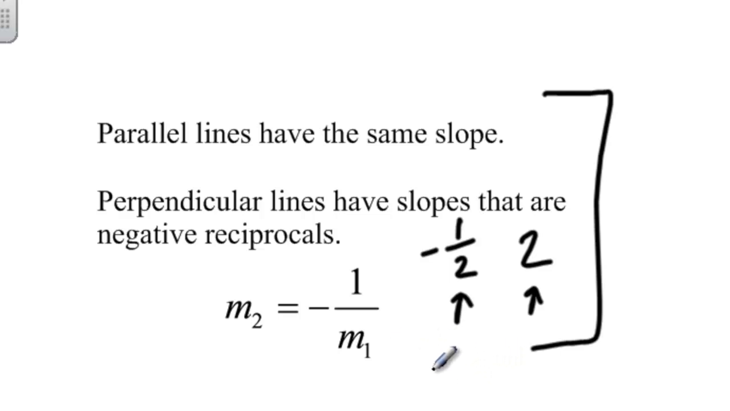Another example would be like if you had one at -3/4 and +4/3. That would mean those lines would be perpendicular because they're opposite reciprocals, or negative reciprocals.